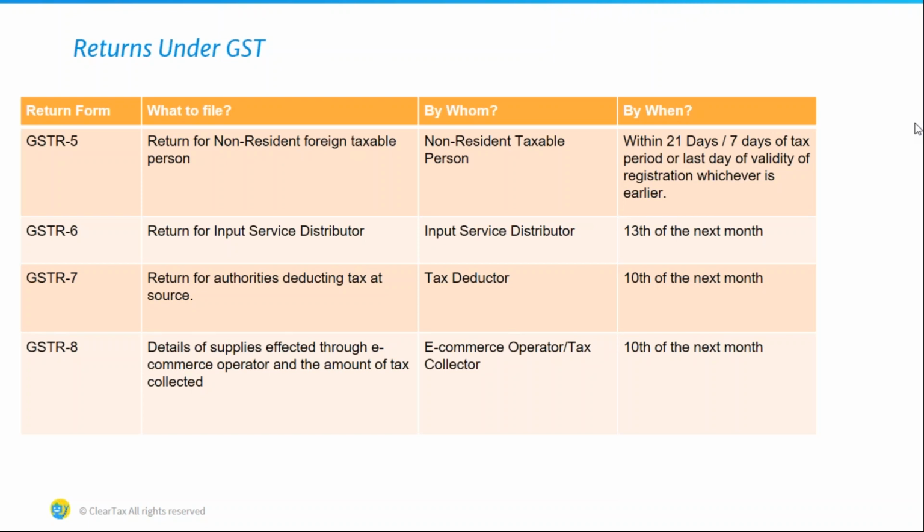So, as I said, we still don't have the list of businesses and the list of transactions on which tax deduction at source would be applicable. Once it is made available by the government, definitely we'll post our guide on it, and you can access that guide through our portal.